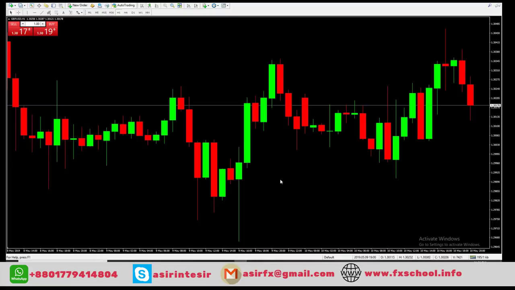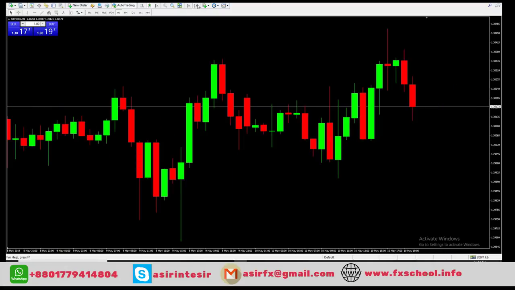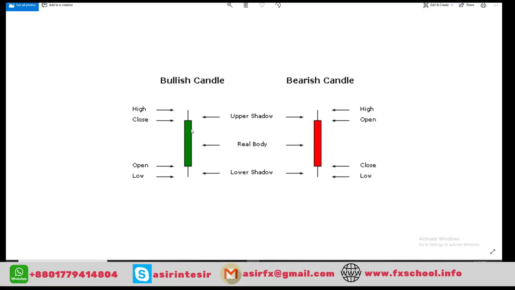because when the green candle comes, it means that at that time the market was going upside. When you see the red candle come, the market is going a little bit downside, going down. So when you see the green candle, it's a buy candle or bullish candle, and when you see the red candle, it's a bearish candle or sell candle. So this is the main body. You can call it a real body or main body, whatever you want.